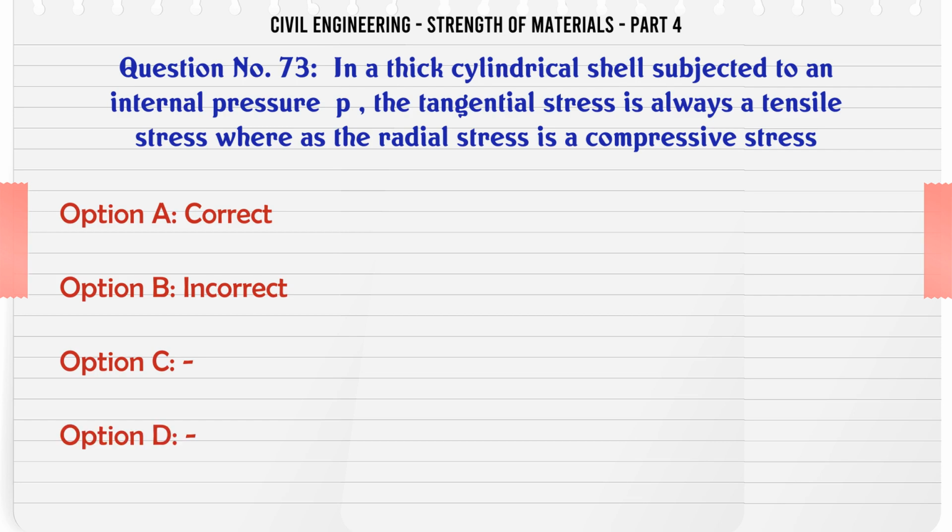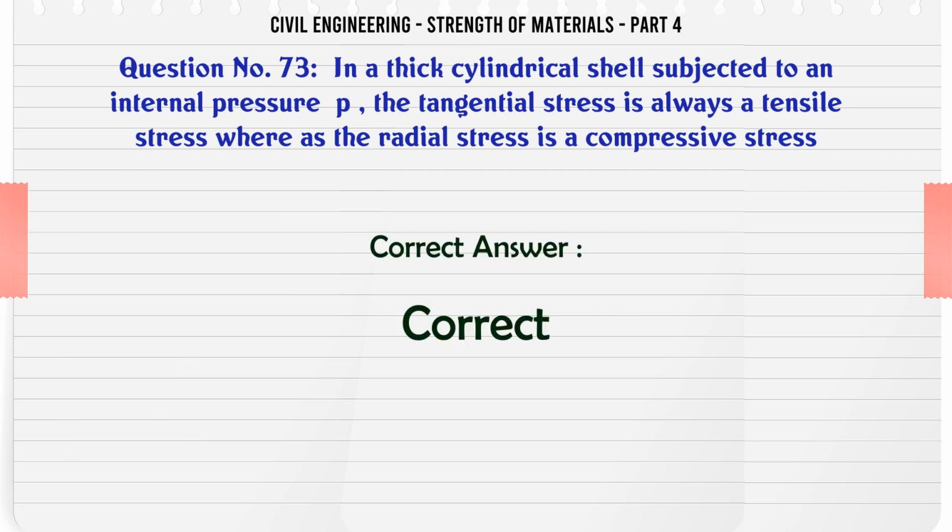In a thick cylindrical shell subjected to an internal pressure P, the tangential stress is always a tensile stress, whereas the radial stress is a compressive stress. A. Correct, B. Incorrect, C. D. The correct answer is correct.